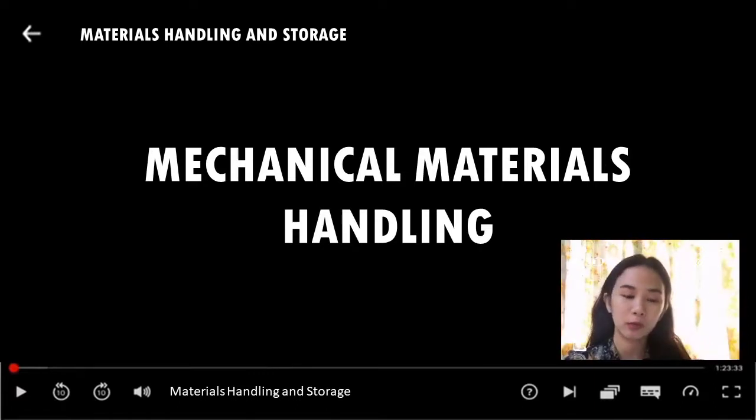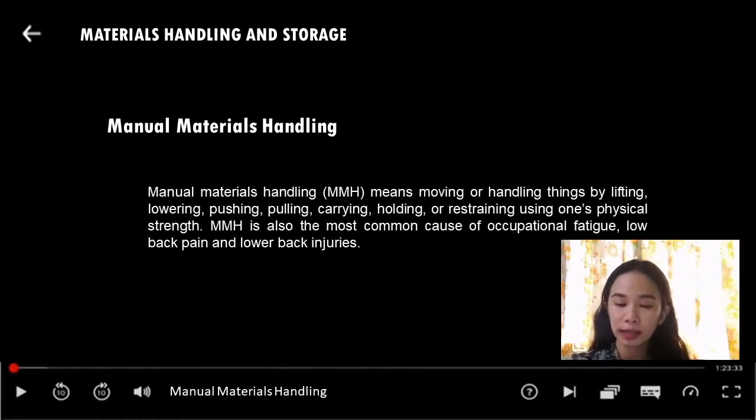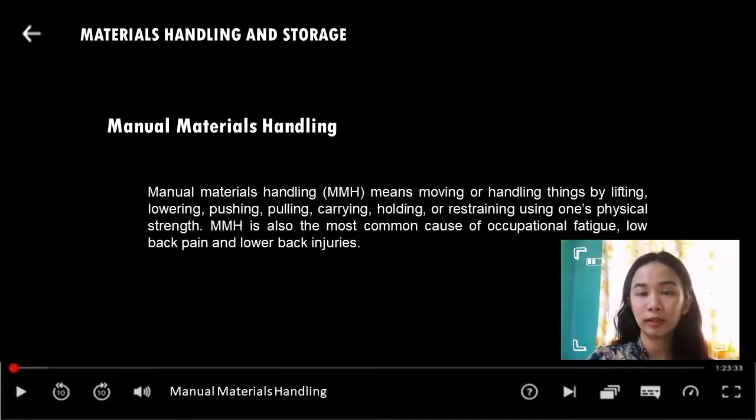So let me go first to manual materials handling. What is manual materials handling? It is the moving or handling things by lifting, lowering, pushing, pulling, carrying, holding, or restraining using one's physical strength. It is also the most common cause of occupational fatigue, low back pain, and lower back injuries. Manual materials handling is the process of moving an object manually using our physical force. Because of this, it can cause occupational fatigue and lower back pain injuries, maybe because of improper lifting. That's why later on I will teach you the proper lifting of materials.